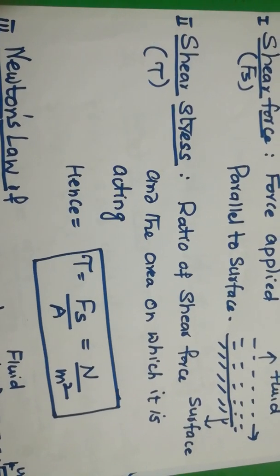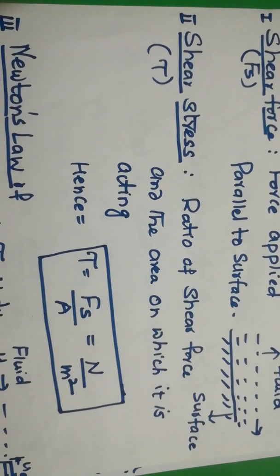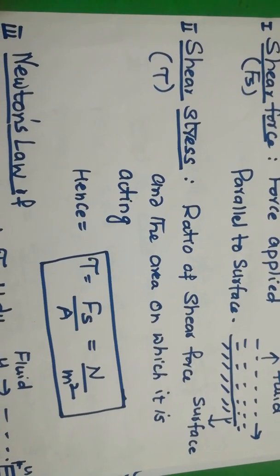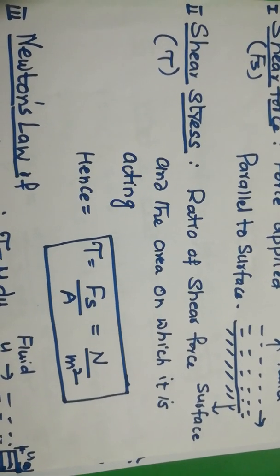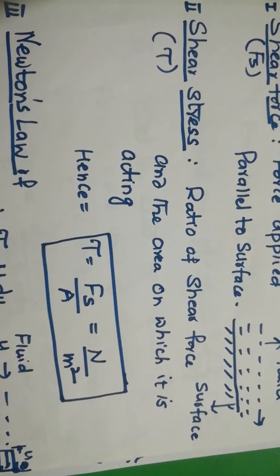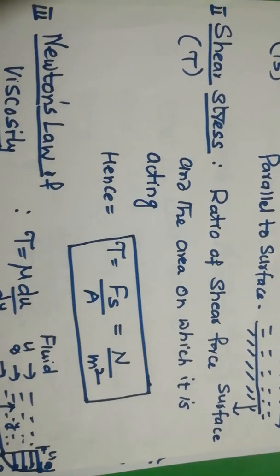So shear stress I have denoted by tau, shear force by Fs, and area by A. So tau is equal to Fs by A, that is Newton per meter square, because we know that the units of force are Newton and area is meter square.